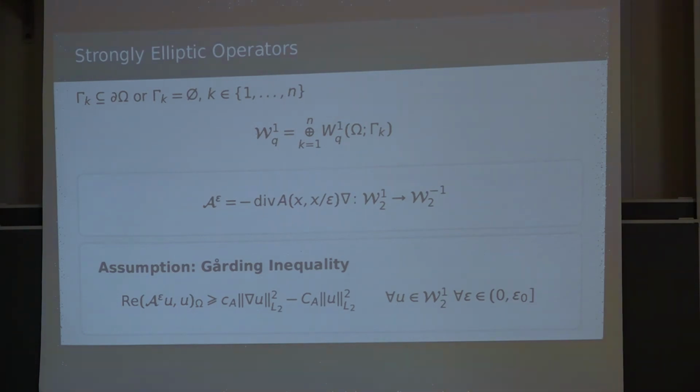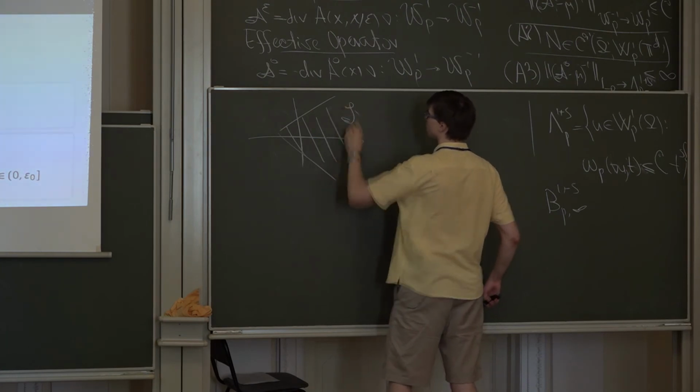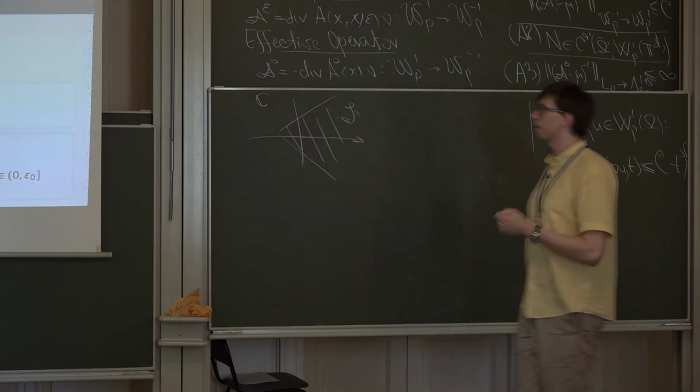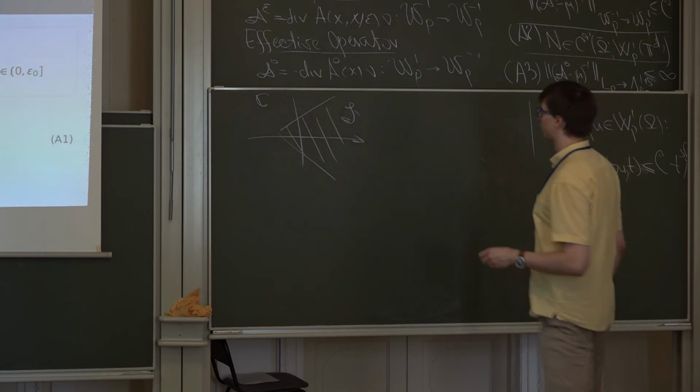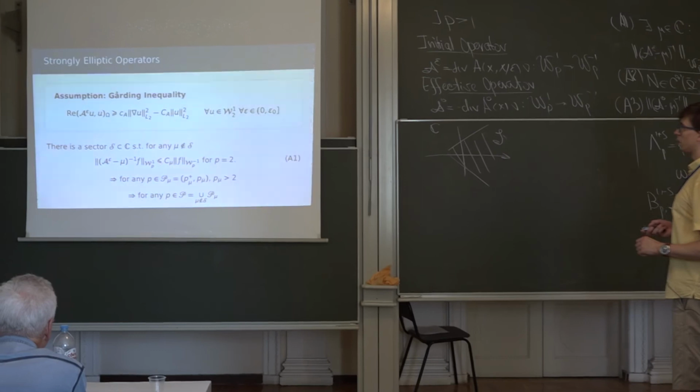Okay, and we assume that these operators are uniformly elliptic. Uniformly, I mean uniformly with respect to the small parameter epsilon. So for sufficiently small epsilon, this Gårding type inequality holds with constants independent of epsilon. So these operators are uniformly bounded and uniformly elliptic. So there is a sector on the complex plane, so that for any mu outside that sector, the resolvent of these operators at mu is bounded.